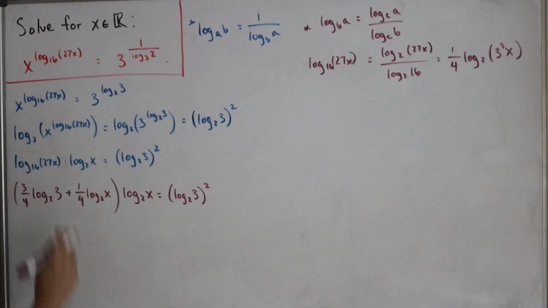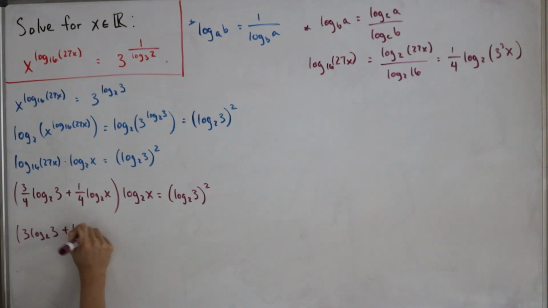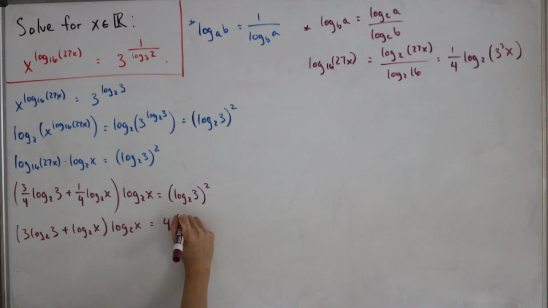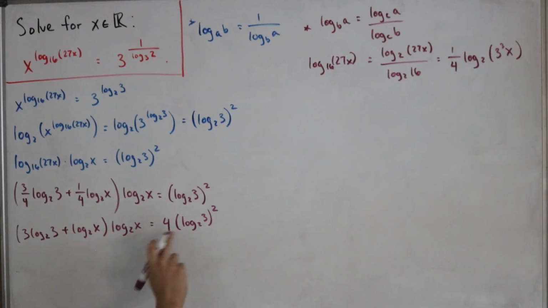Let's make things a little simpler. Let's actually just multiply 4 into everything so that we're not dealing with fractions. So therefore, I get that this is actually just going to be 3 log base 3, added with log base 2 of x. We're still being multiplied by log base 2 of x. And then over here, this is still just going to be 4 log base 2 of 3, and then quantity square.